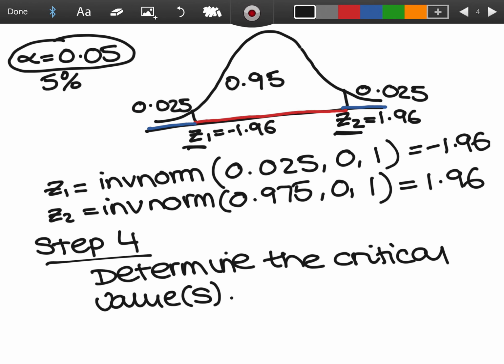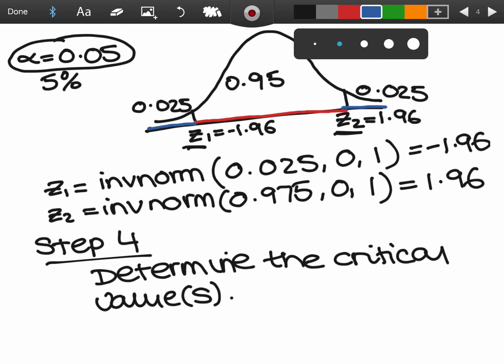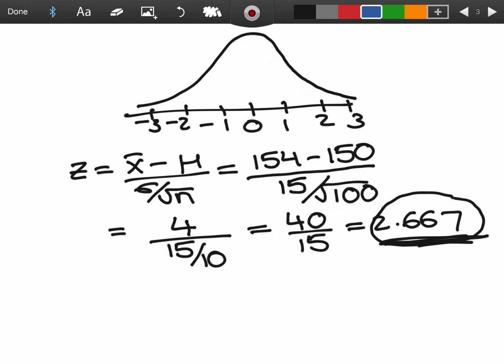But if it falls outside of this, where these blue lines are, here and here, if our test statistic falls outside of that range, then we know that our sample mean is just too far away from our population mean. We will have to reject that null hypothesis, okay? So it will fall within that 5% of the time that we will actually have to reject that null hypothesis, okay? So let's look at our test statistic.